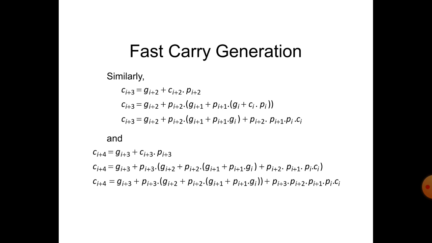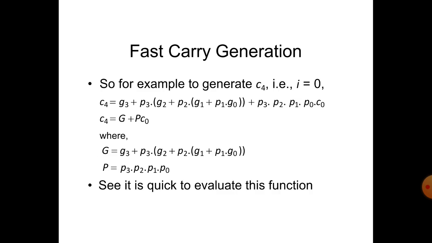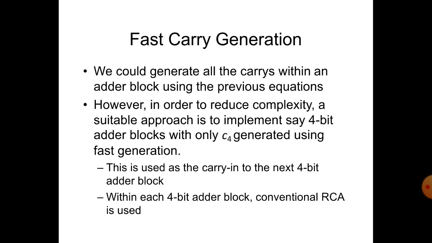We get this expression, and for example, to generate C4, that is i equal to 0, C4 is equal to G3 plus P3 G2 plus P3 P2 G1 plus P3 P2 P1 G0 plus P3 P2 P1 P0 C0. So G is equal to G3 plus P3 G2 plus P3 P2 G1 plus P3 P2 P1 G0, and P is equal to P3 P2 P1 P0. So this is it, evaluate this function.